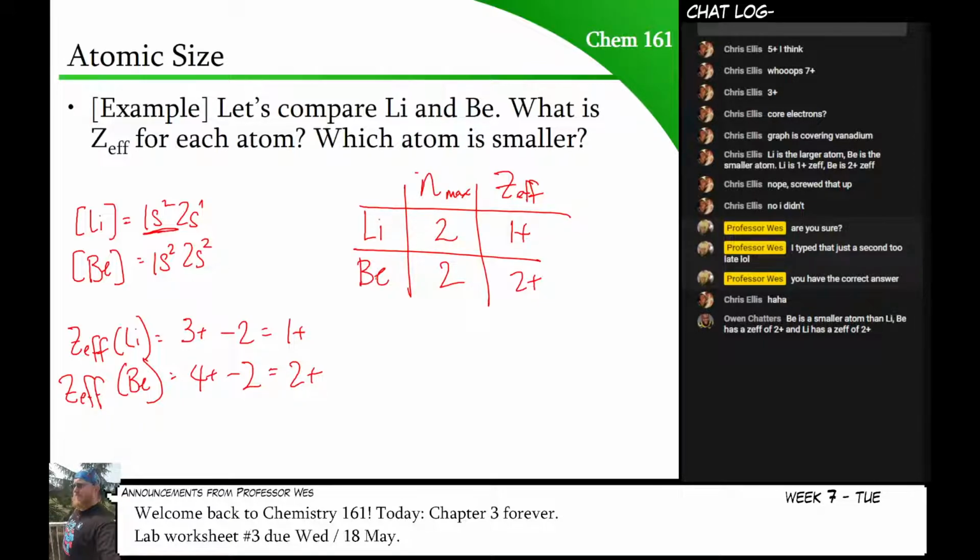Okay, which atom is bigger? Well, we'd look at N. Oh, they're the same N, so now we go over to the next column. Okay, which atom has the bigger Z effective? That'll be the smaller atom. And so here you go.